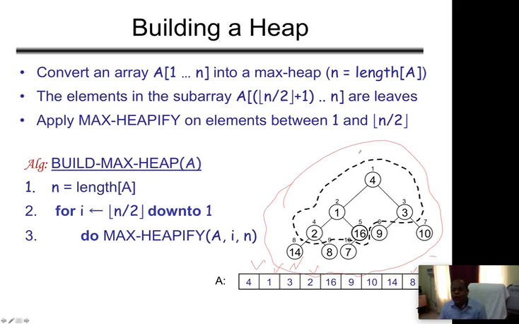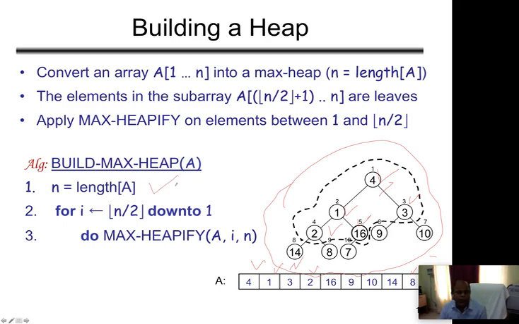Hence, what will happen? We have to build a max heap. In order to build the max heap, we go from right towards the left up to the root of the tree. That means first this, then this, then this, then this, then this. We have to max heapify each of these, and once we do the max heapify, we will have built a heap.